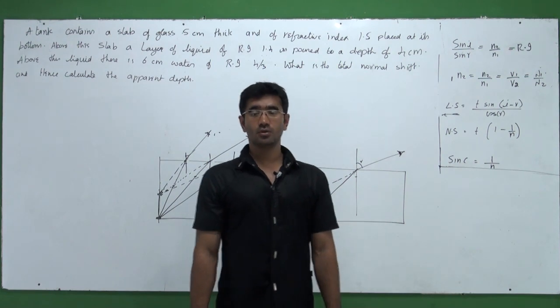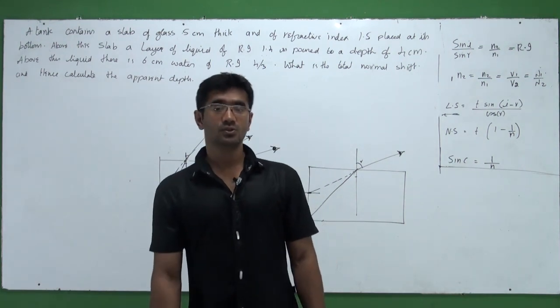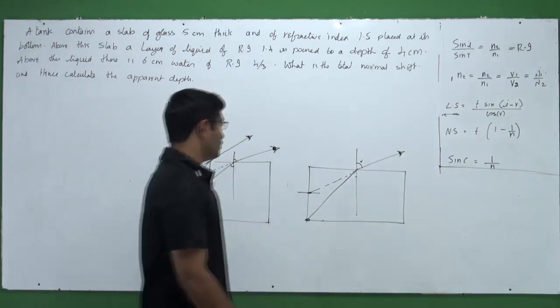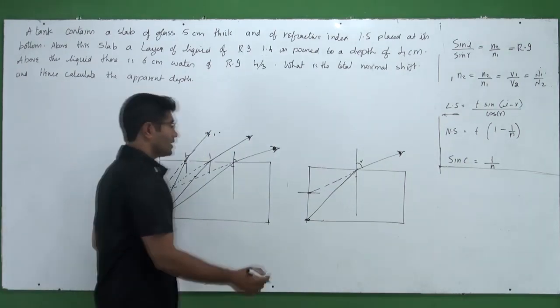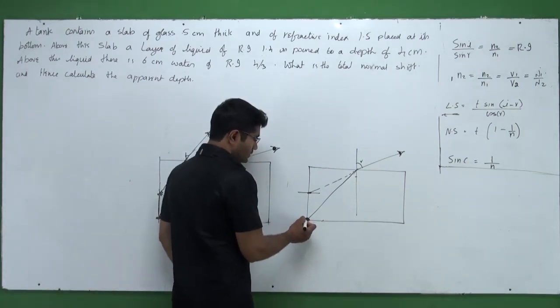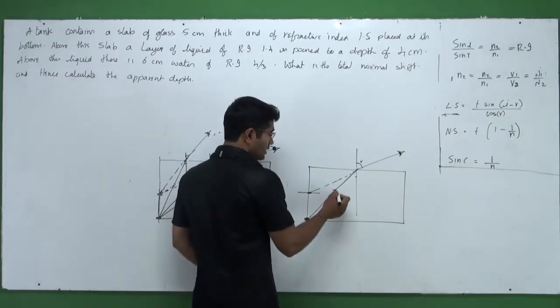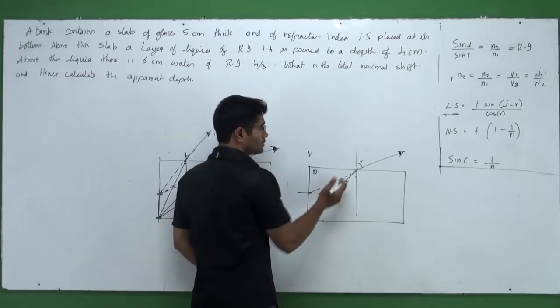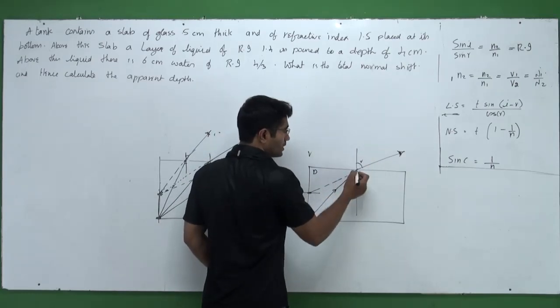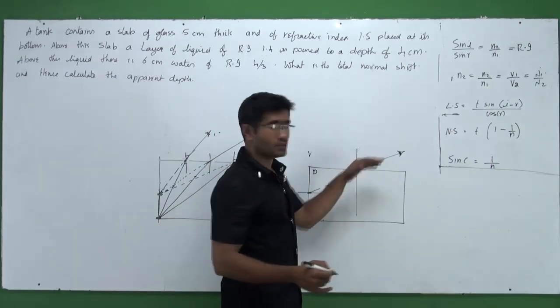Now let's talk about the next problem on the board, and before I can do that, you need to know something about normal shift. What exactly is this? See, when you have a denser medium and a light source, and anything kept inside the denser medium, light would travel like this. From denser to rarer medium, light bends away from the normal. So once it is refracted, it bends away from the normal.